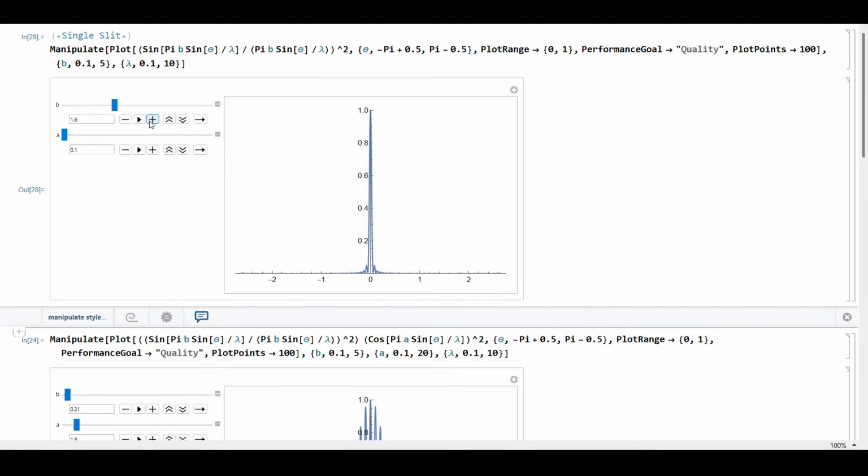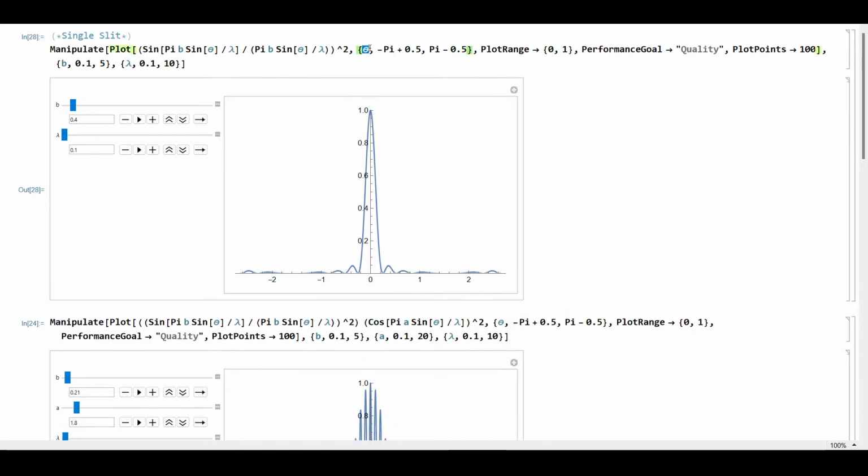You see that? Keep on increasing the slit width, the pattern becomes narrower. If I decrease the slit width, then the pattern becomes broader. And you see these side lobes appearing over here. So this is a plot of the intensity versus theta. So on the x-axis, I'm plotting theta.